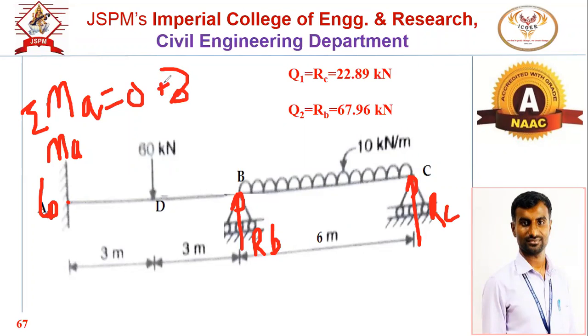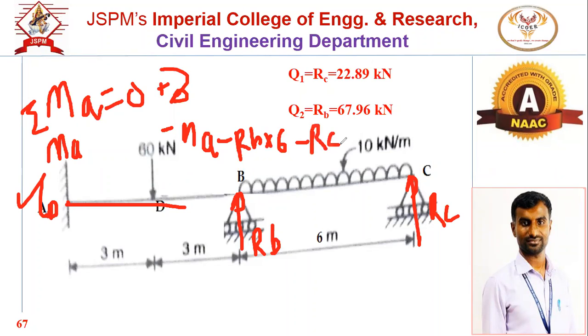Here I will consider clockwise positive. Now this MA that we want to find out is anti-clockwise. We have considered the anti-clockwise, that's why minus MA. You can consider anti-clockwise plus also, no doubt. Then RB into the perpendicular distance, anti-clockwise, that's why minus RB into 6. RB is known to us. Then again minus RC into 9. Then plus 60 into 3, clockwise. That's why plus 60 into 3.